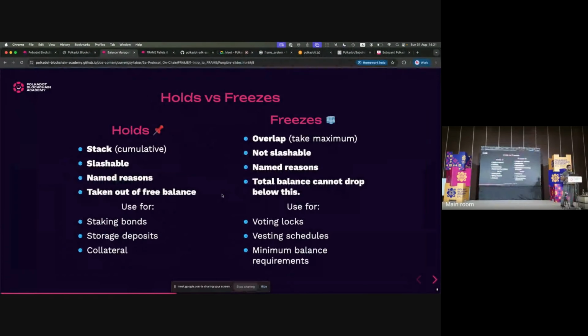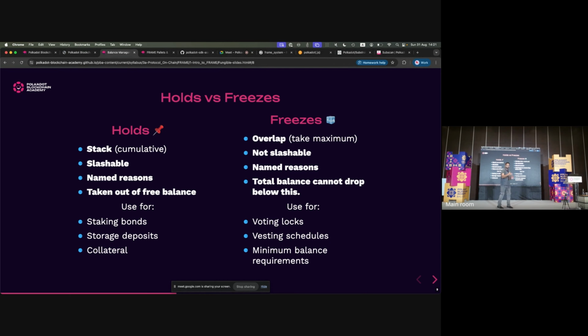Yeah, let's go through the slides. I think a lot of your questions will hopefully get answered. Okay, now we know there's hold and freezes. When should you use holds? When should you use freezes? The thing with holds is they stack up. If pallet 1 does some hold and pallet 2 does some hold, they're exclusive. They are both taken away from free. They are both separate. They stack on top of each other.